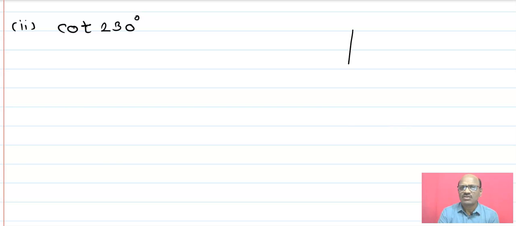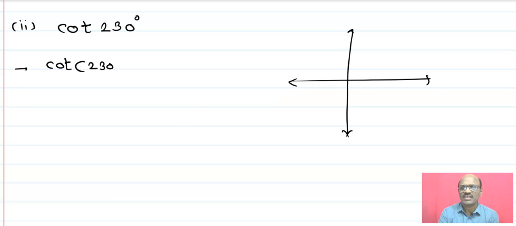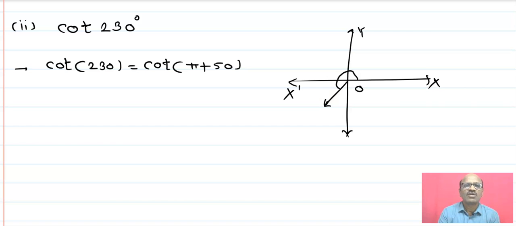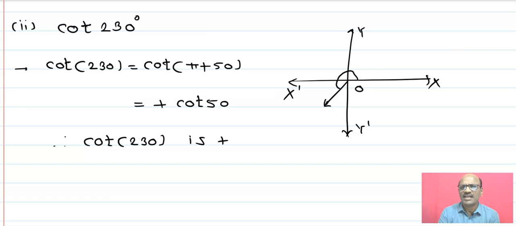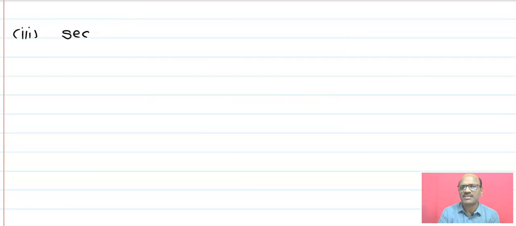Now next is cot of 230. Now see this again, that is 180 plus 50. We can write it in this fashion, that is pi plus 50, and it comes in the third quadrant. In the third quadrant, tan and cot both are positive. In the first quadrant, all are positive; second, sine; third, tan; and last, cos. Therefore it is positive. That is cot of 50. Again, I had written that it is cot of pi plus 50.